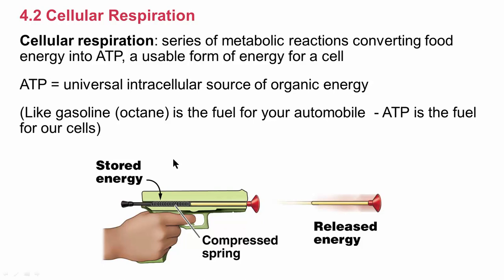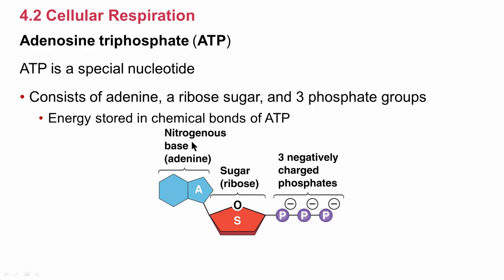Just like you see in this little stopper gun that we all played with as kids, it has a spring in there. When the spring is compressed or cocked backwards, it has stored energy. Like that ATP molecule, it has stored energy. When you pull the trigger, it shoots the little stopper and the energy is released. When we pull the trigger or break the bonds in our ATP molecules, energy is released for our cells to do work.